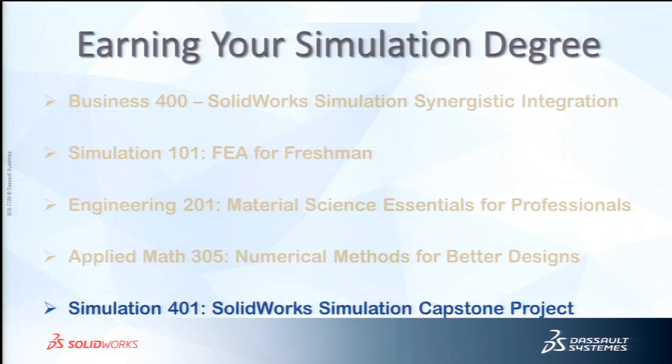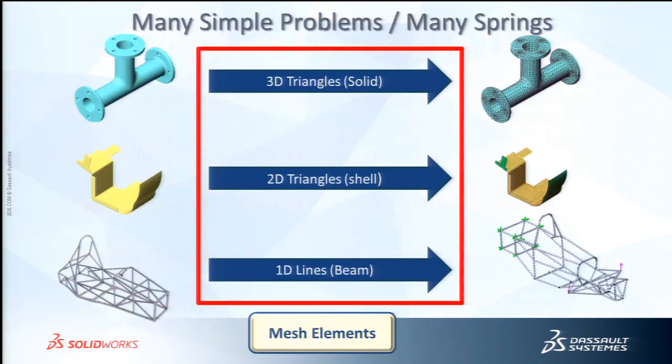So, when I talk about these simple problems, how we're breaking it up into these springs, there are different types of measurements that we're going to take, or different types of elements that we're going to use for different situations. Now, this is unique to SolidWorks Simulation. We have our 3D triangles or solids, 2D triangles, which we call shells, and then we have 1D lines called beams. So we're going to deal with solid, shell, and beam elements in this presentation.